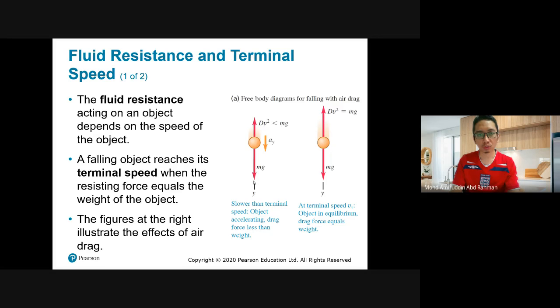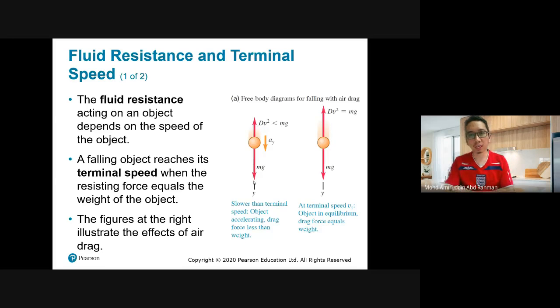So let's look at the diagram on your right. We have an object that moves in free fall, but we have to consider the air drag. We have to consider the air drag when it moves in free fall.